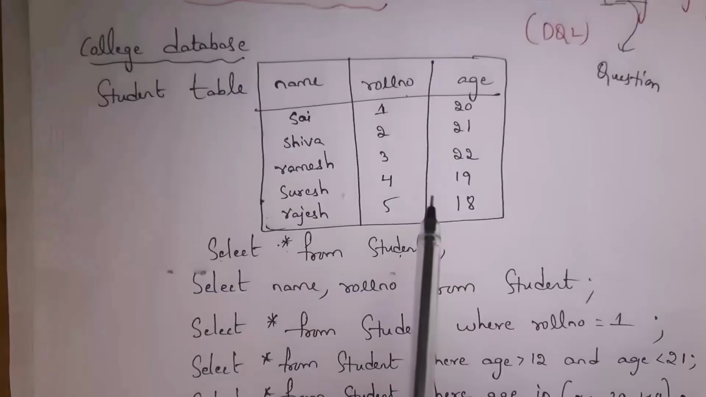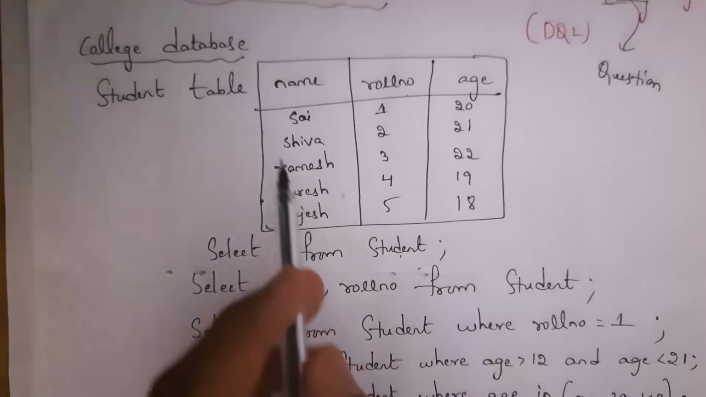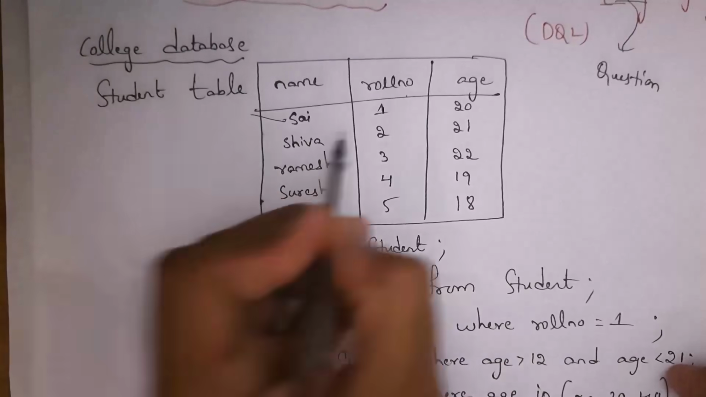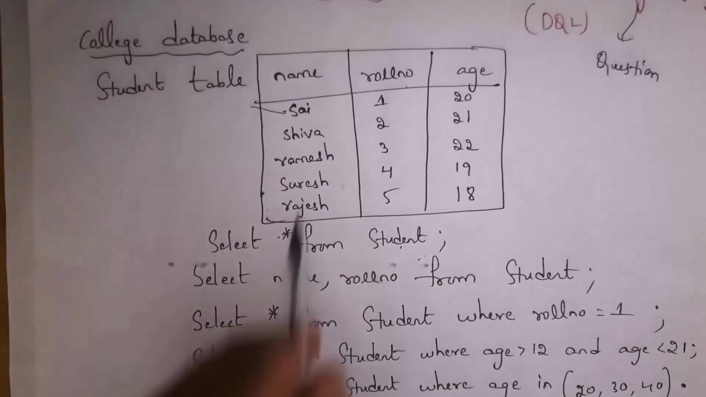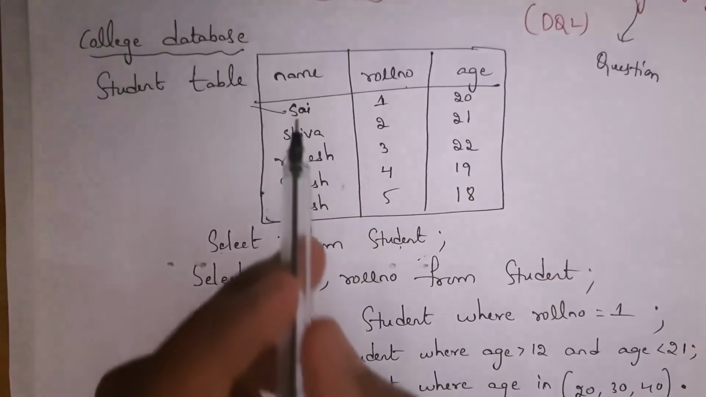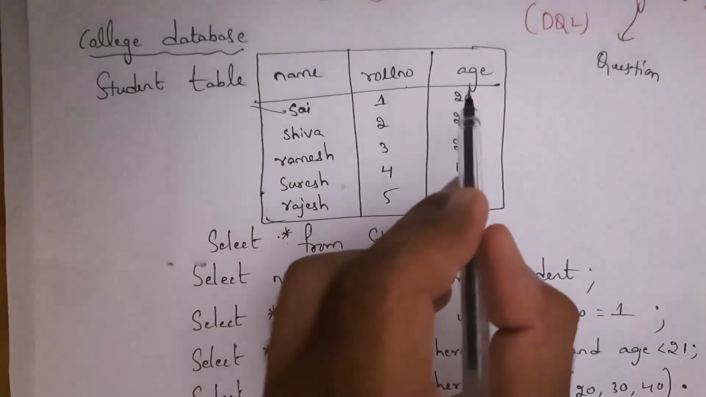This is my output. I don't want all these records. I just want only Sai's record. Sai's roll number is 1. So I just write here select star. Star means complete 3 columns. It will display Sai, roll number 1 and age 20.